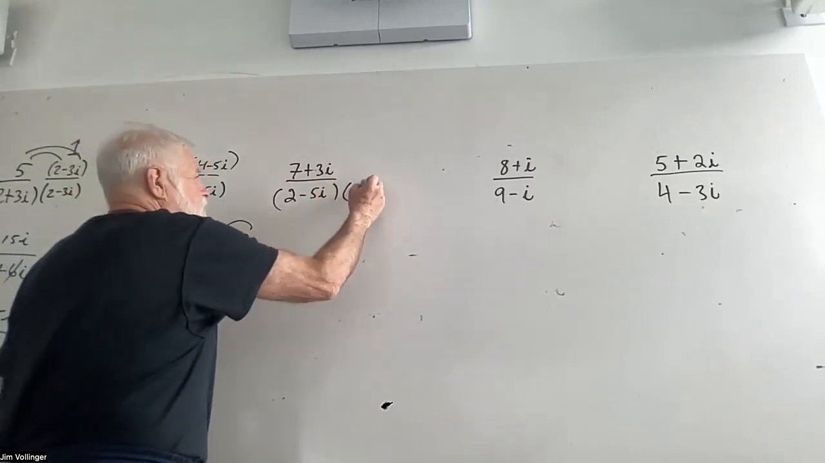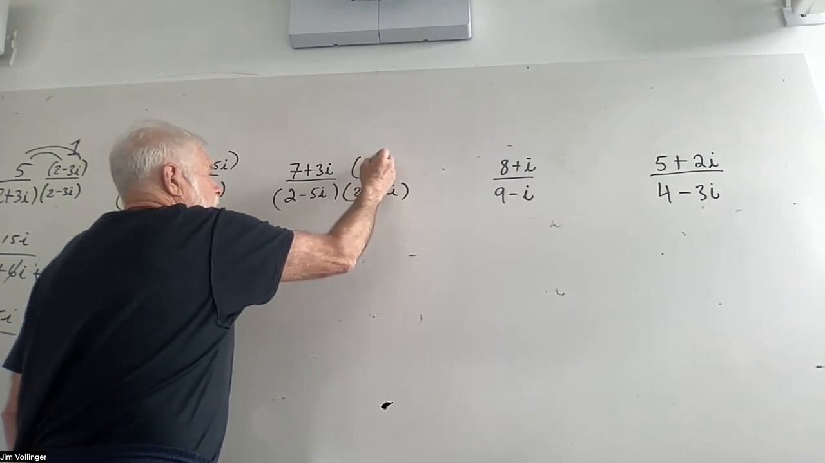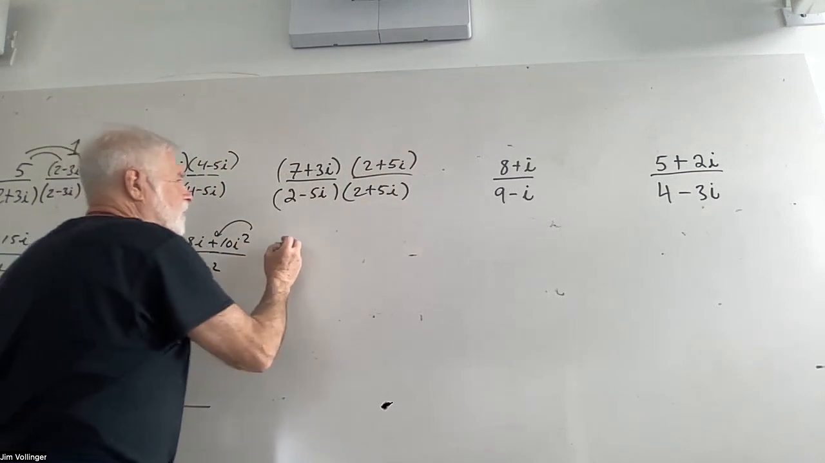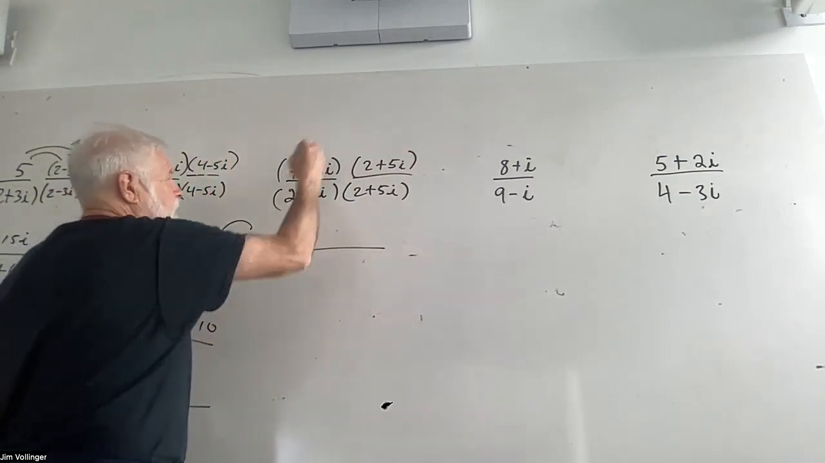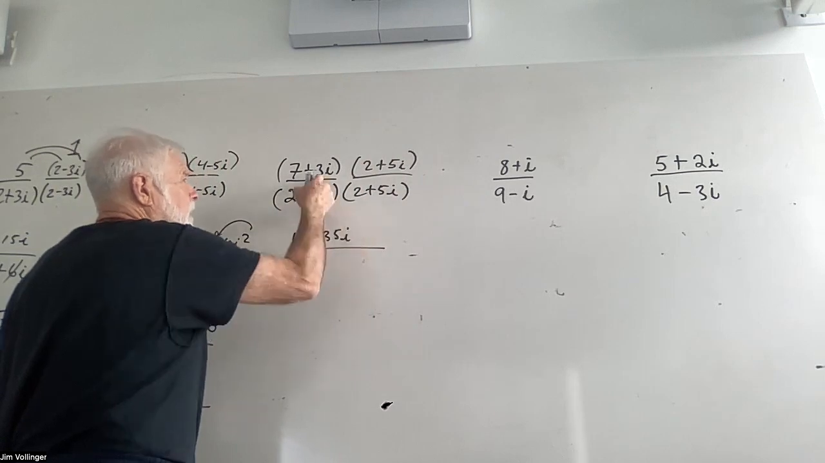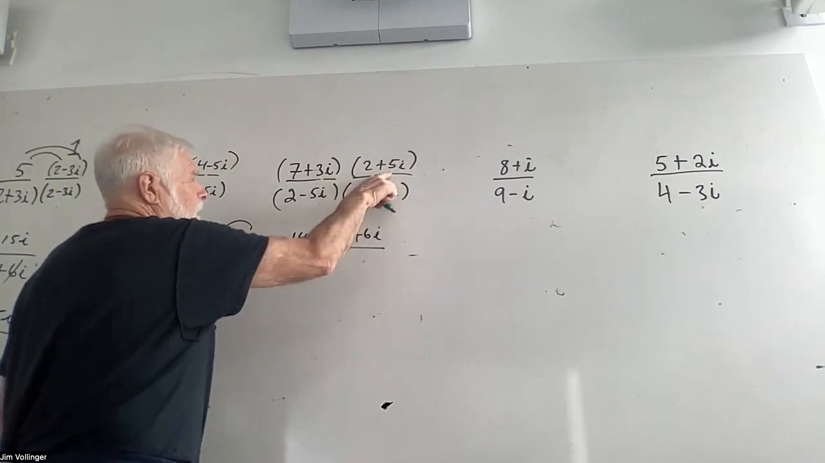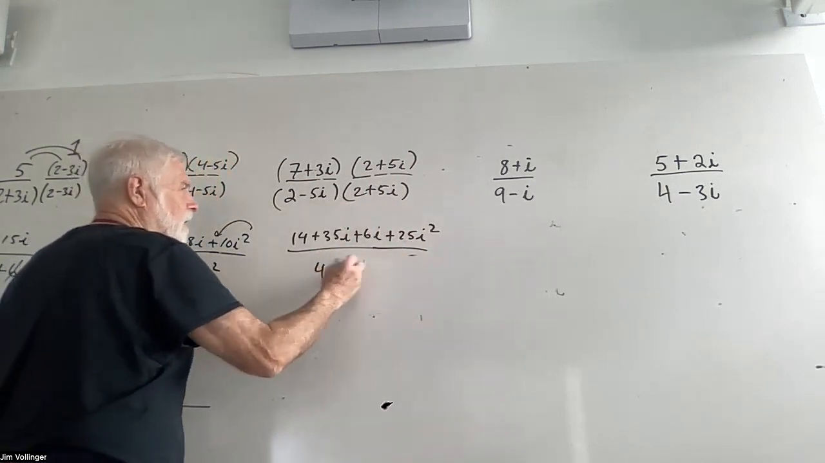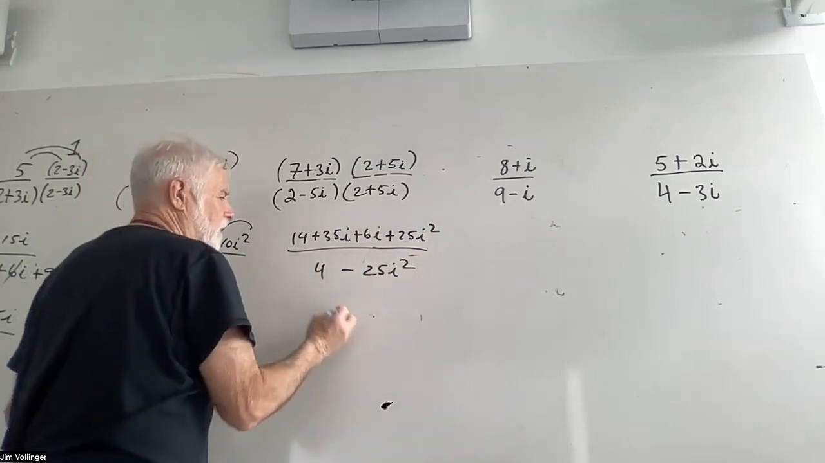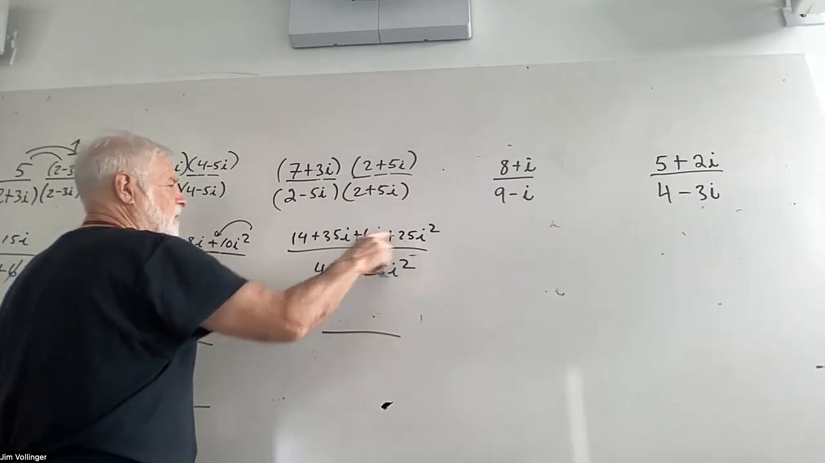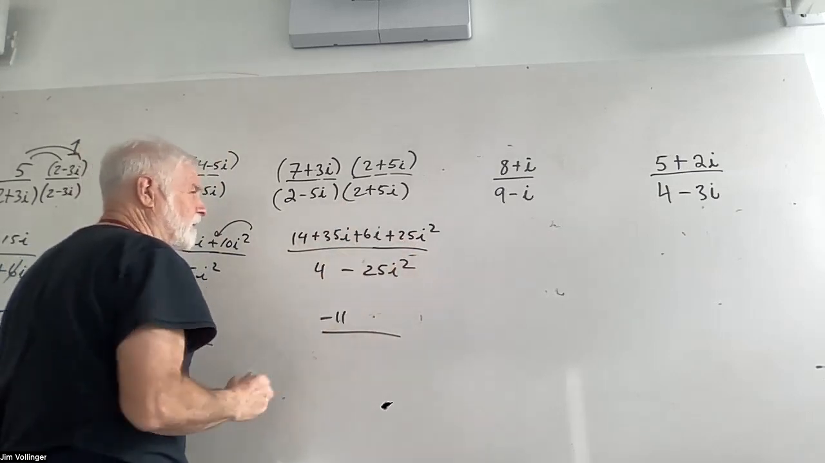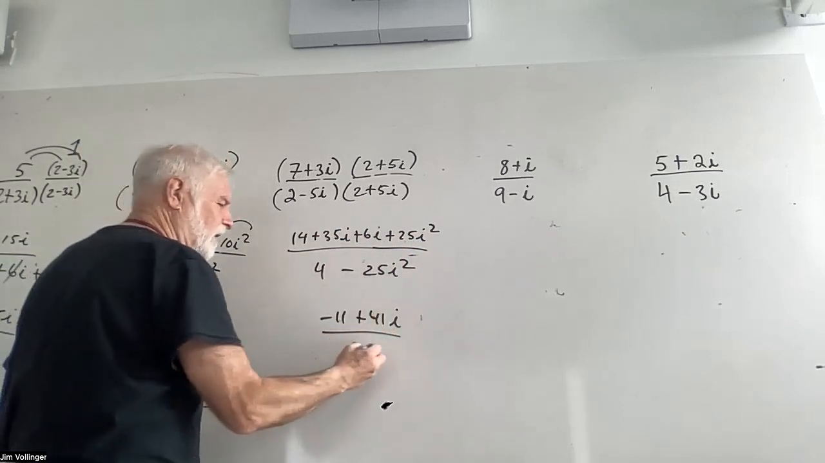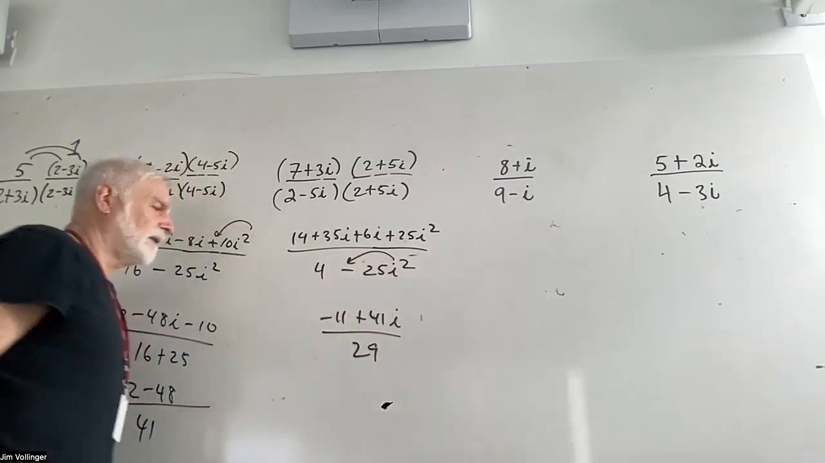2 minus 5i becomes 2 plus 5i. That's the conjugate. In order to get rid of the middle terms, that's why we're picking that. We've got to put that in parentheses in the numerator. Maybe I can start taking a little shortcut here or there. 35i, 6i, positive 25i squared over 2 times 2 is 4 minus 25i squared. And that becomes minus 25, 14 minus 25 is minus 11 and 41i. And 4 plus 25 is 29. Right? i squared changes that to positive 25.